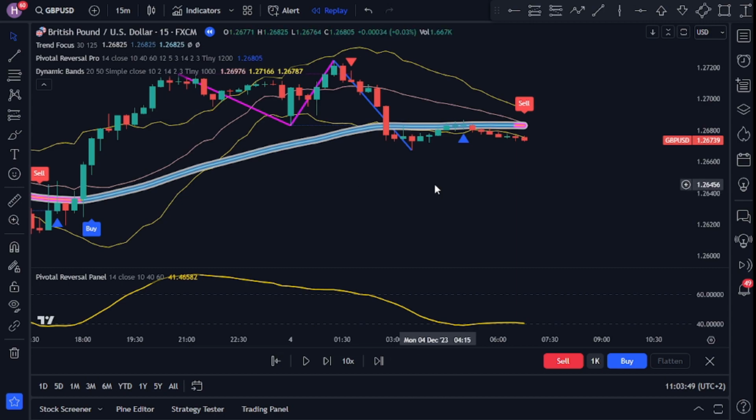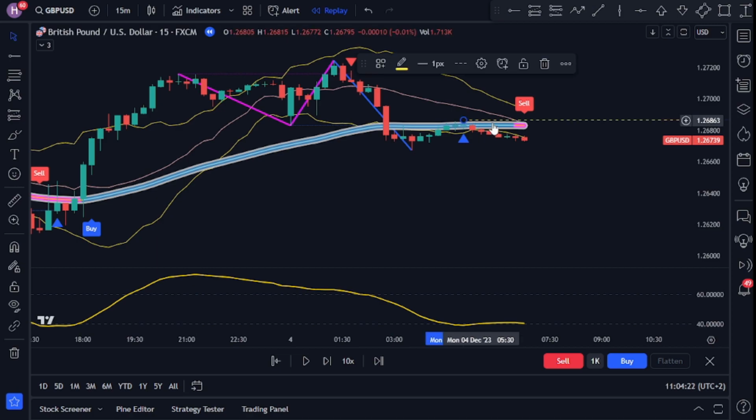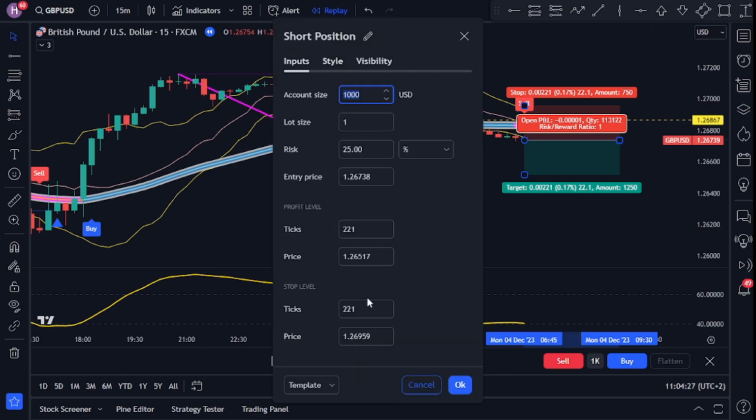With the indicators all set up, we are ready for our rules for entry. For a valid sell trade, firstly, we are waiting for price action to cross above the upper dynamic band as follows. When price action is above the band, it's showing us that the market is overbought. After this, we are waiting for the Pivotal Reversal Pro to identify a turning point for a reversal in the trend. Then lastly, we are waiting for the trend focus to show us a sell signal, which shows momentum for the sell trade. Now, once the sell signal candle has closed, we can enter our sell trade.